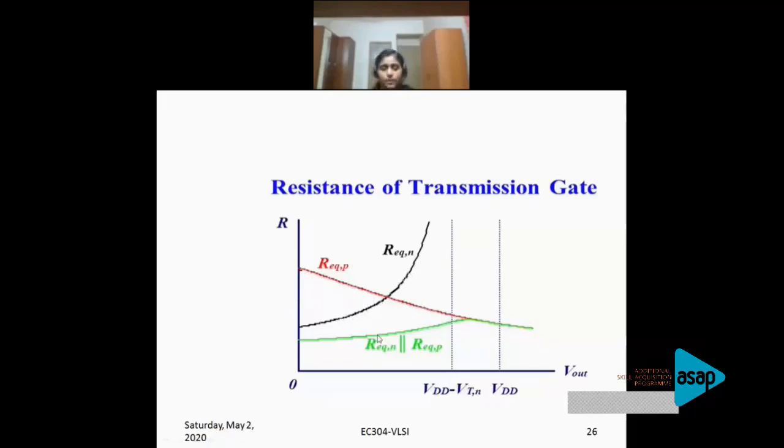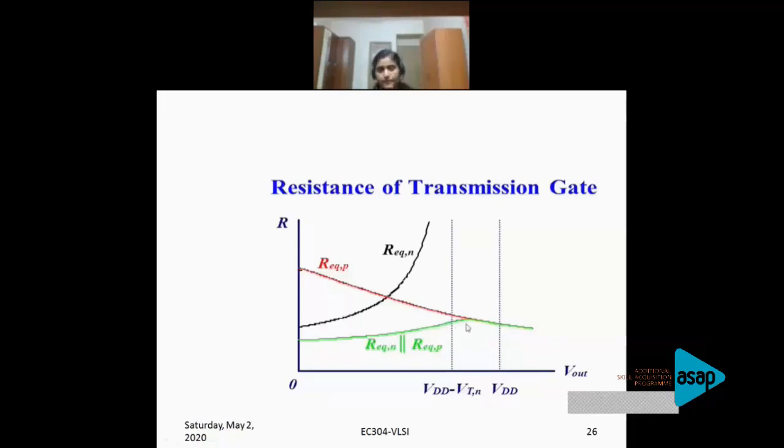So when I talk about the parallel combination of R equivalent of N and R equivalent of P, we can say that your total equivalent resistance is actually remaining constant, right? So that is a good sign. That is what we want, right? I told you initially itself, for it to behave as a proper switch, the equivalent resistance of the circuit should be constant. It should not vary with the input and the output. So that is what you get for a transmission gate.